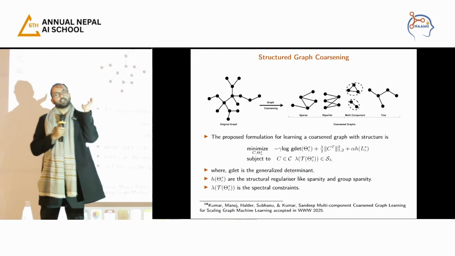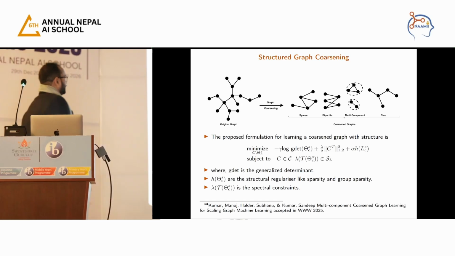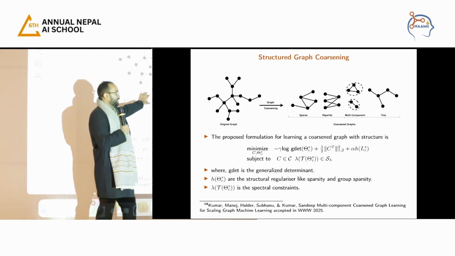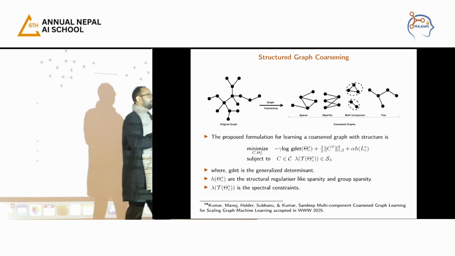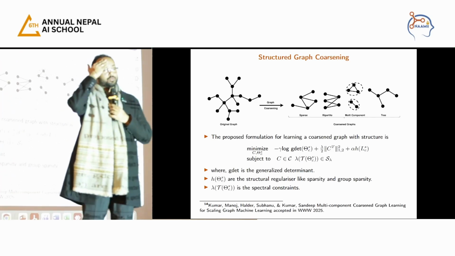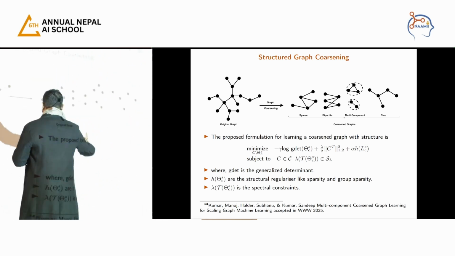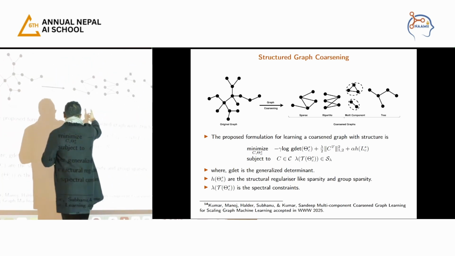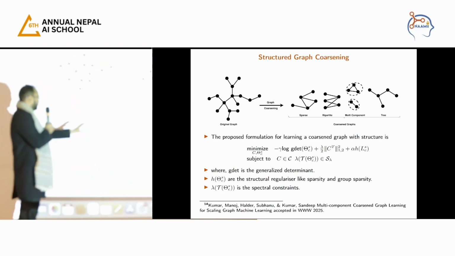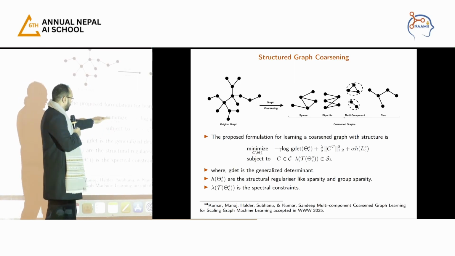Okay, again carrying forward the coarsening thing, the compression thing. Now what is my goal? I have this graph and I want to coarsen it. While coarsening, I also have this requirement that my coarsened graph should have specific structure. Structure means I want to have either sparsity, bipartiteness, multi-component, or tree. There are different ways, right? Now, I will not talk about the formulation here.